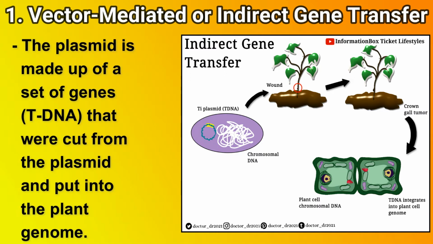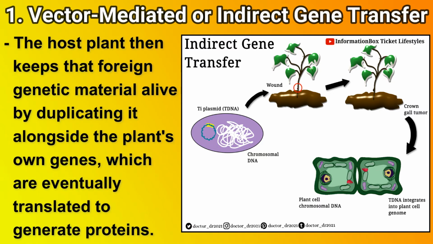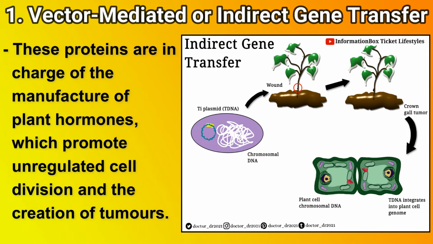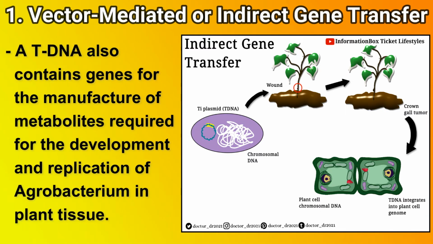The plasmid is made up of a set of genes, T-DNA, that were cut from the plasmid and put into the plant genome. The host plant then keeps the foreign genetic material alive by duplicating it alongside the plant's own genes, which are eventually translated to generate proteins. These proteins are in charge of the manufacture of plant hormones, which promote unregulated cell division and the creation of tumors. T-DNA also contains genes for the manufacture of metabolites required for the development and replication of Agrobacterium in plant tissue.